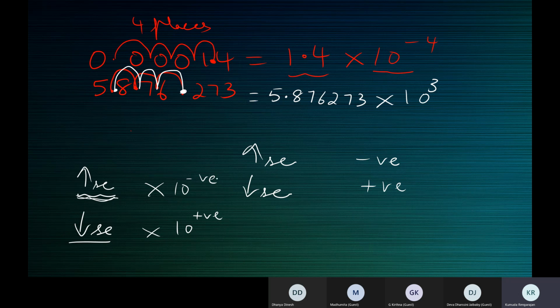And what is that power? Negative, positive, but what's its number? That will be the number of places you have shifted the decimal point. Whether it is left or right, you have moved it by 4 places, 5 places. That will be the value of the power.